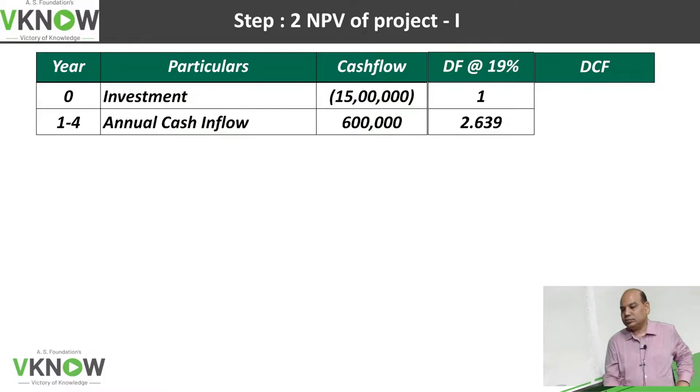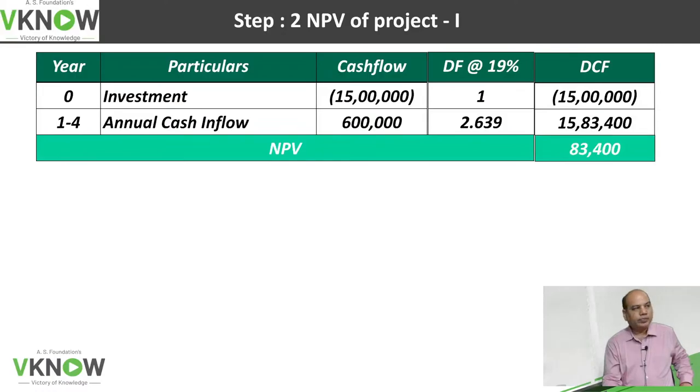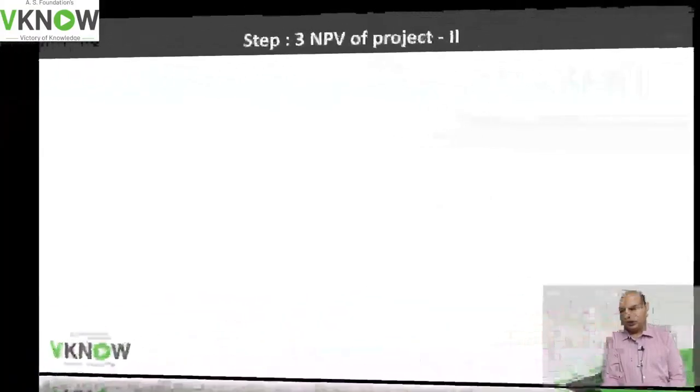What is the answer? 15 lakh. 1,583,400 total NPV. Total NPV 83,400.